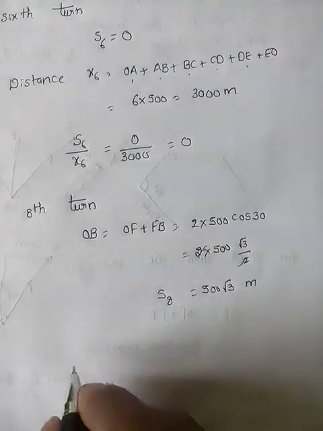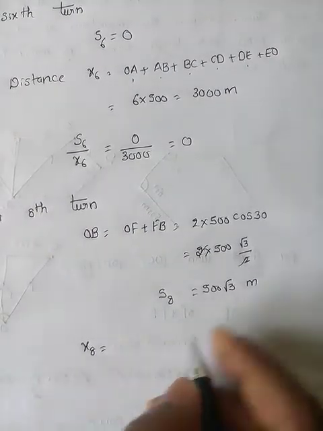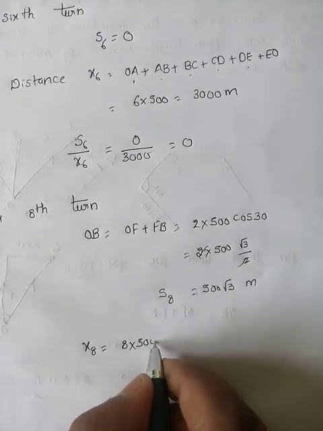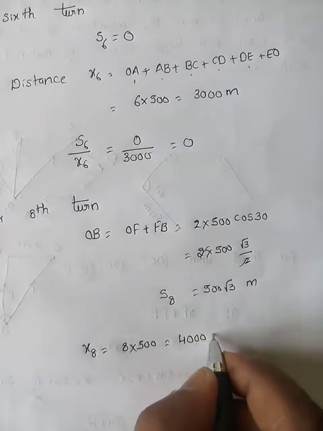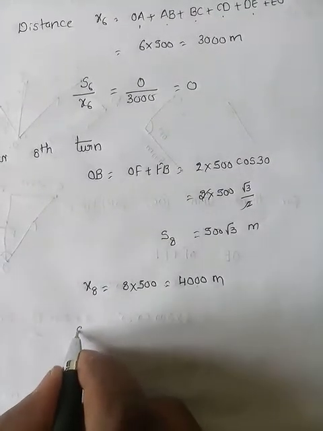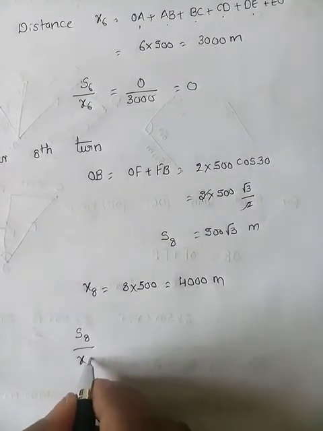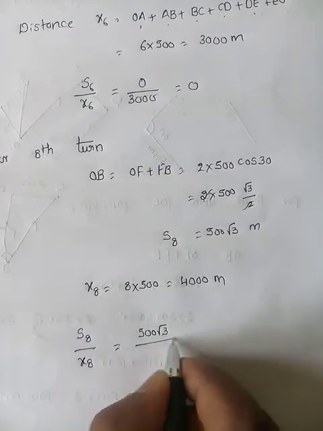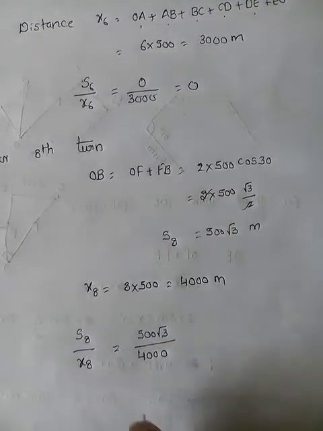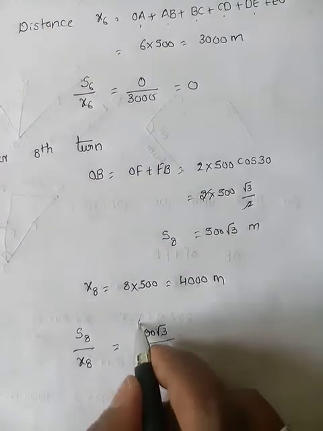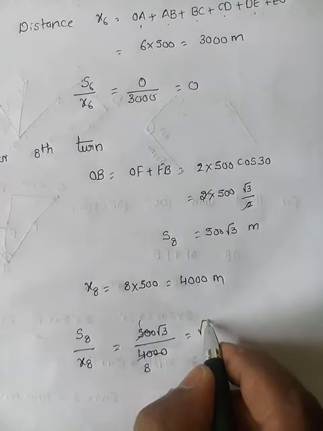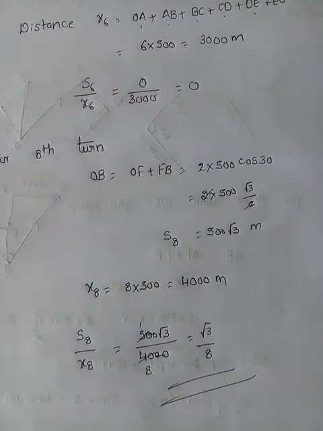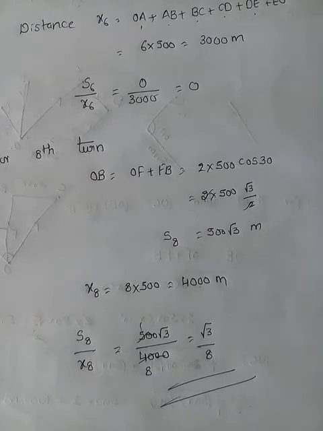What about distance traveled? x8 is equal to 8 turns, right? So 8 into 500 is equal to 4000 meters. Same way, displacement by distance traveled is equal to what? 500 root 3 by 4000. 2 zeros cancel. 5 ones are 5, 5 eights are 40. What do you get? Root 3 by 8. So this is the way to calculate the distance and displacement.